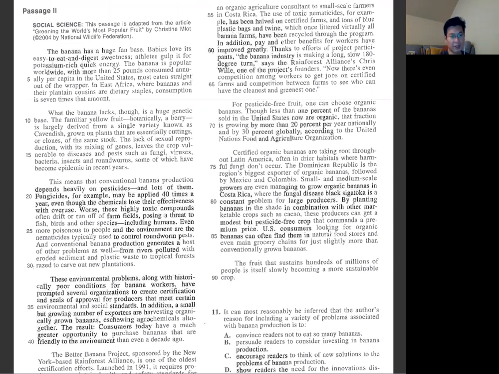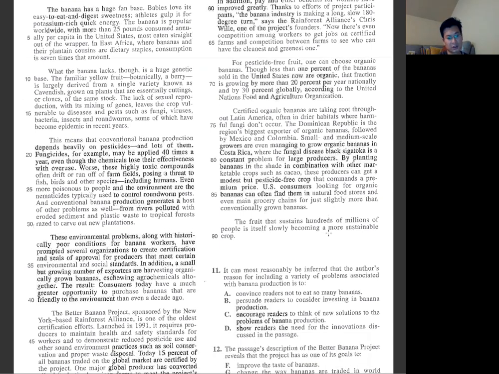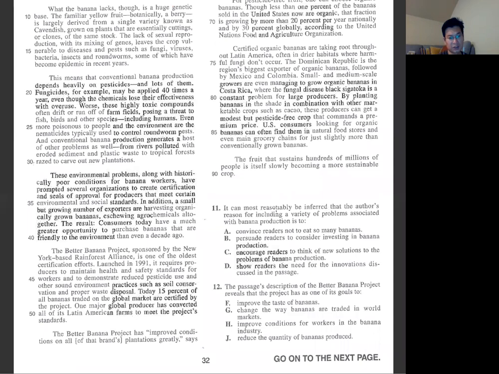So you go through the questions first. Number 11 says, most reasonably inferred author reason for including the variety of problems associated with banana production is to... So, reason, you have to think about the reasoning.